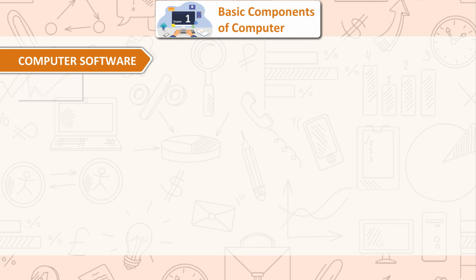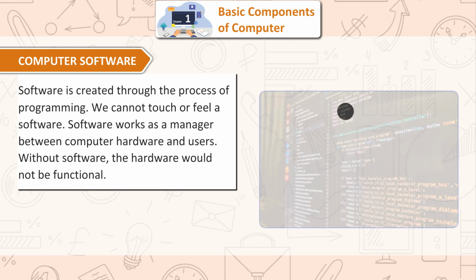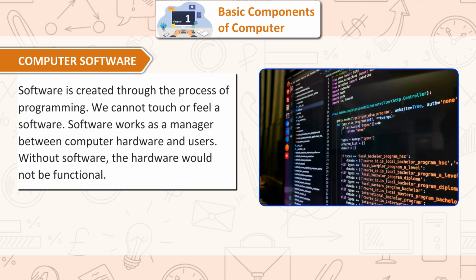Computer software. Hardware alone cannot perform any function. It has to be given some instructions. A set of instructions given to the computer to perform a specific task is called a computer program or software. Software is created through the process of programming. We cannot touch or feel a software. Software works as a manager between computer hardware and users. Without software, the hardware would not be functional.